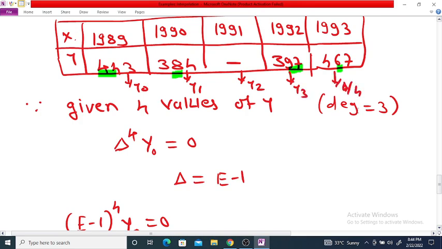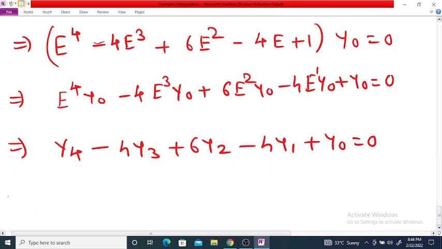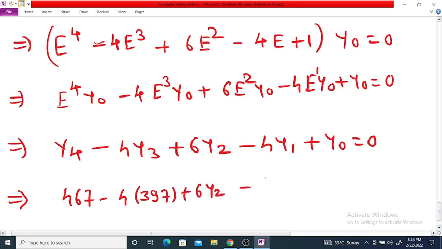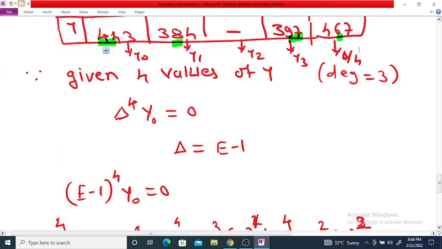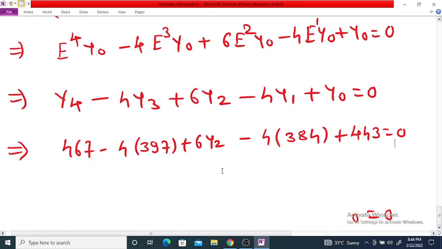So if you substitute this value here, we get y4 is equal to 467, minus 4 into y3, which is 397, plus 6y2, which we want to determine, minus 4y1, which is 384, and y0 is equal to 443. By using this data, y4 is 467, y3 is 397, y1 is 384, y0 is 443, and the value of y2 we want to determine.